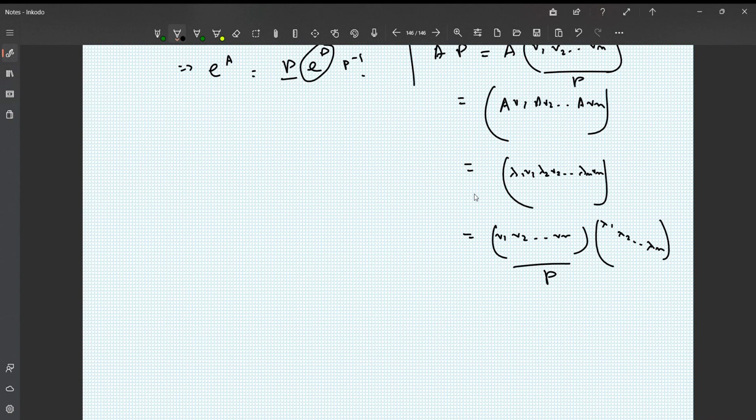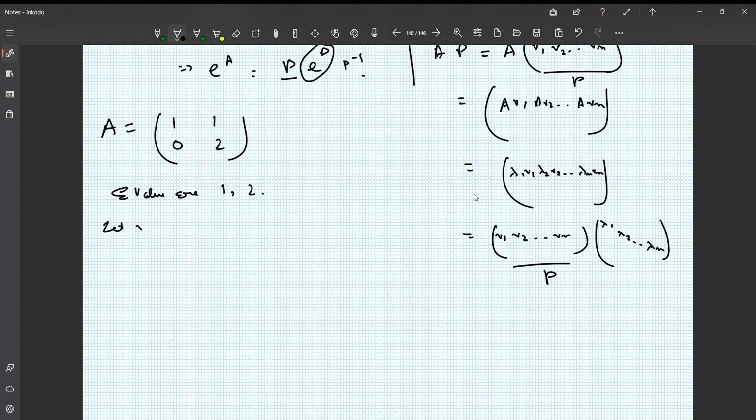Okay, so it just all relies on the fact to calculate P. Now let us come back to the question. The matrix was [[1, 1], [0, 2]]. We had found that its eigenvalues are 1 and 2, right? So we need to find the eigenvectors with respect to 1 and with respect to 2.